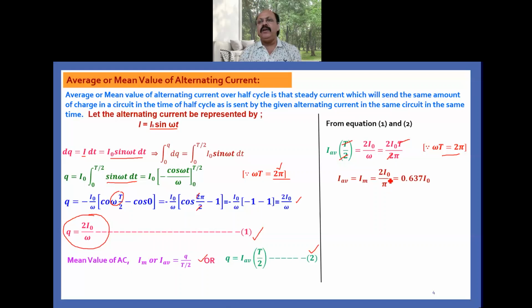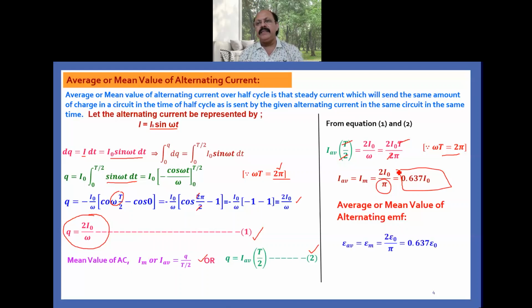Now you substitute the value of pi as 3.14, and when you solve it then you will get 0.637 I naught. So average or mean value is equal to 0.637 times the maximum value of alternating current. Similarly, we have to calculate average or mean value of alternating EMF. Only you have to replace I by E. So E average equal to E mean equal to 2 E naught upon pi. So that is equal to 0.637 E naught.